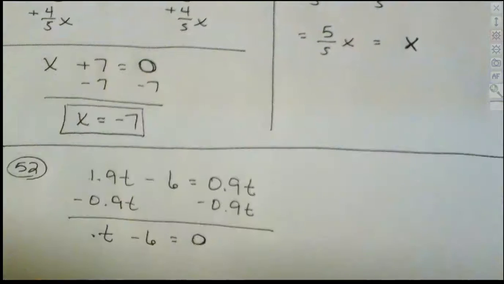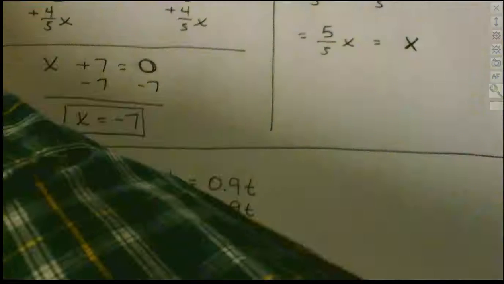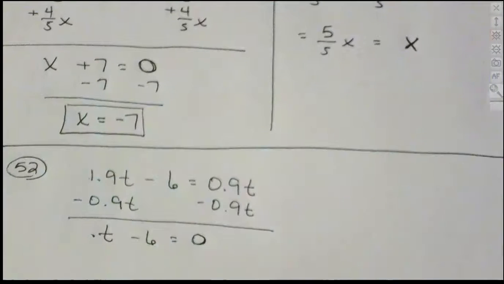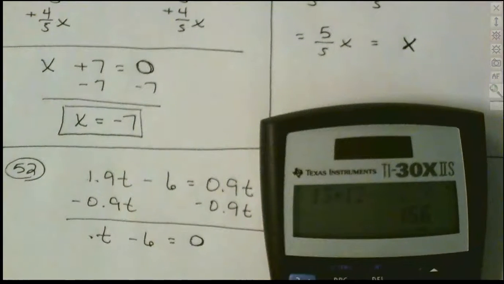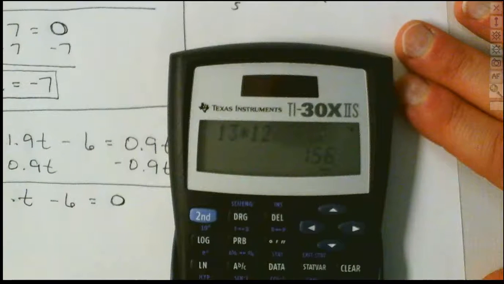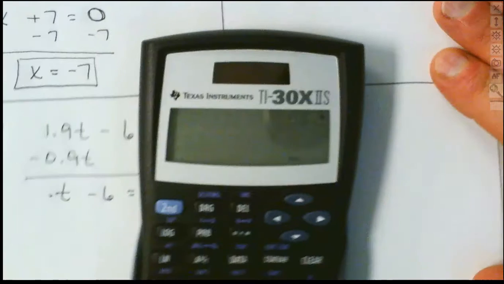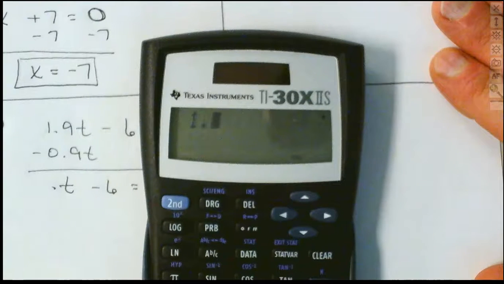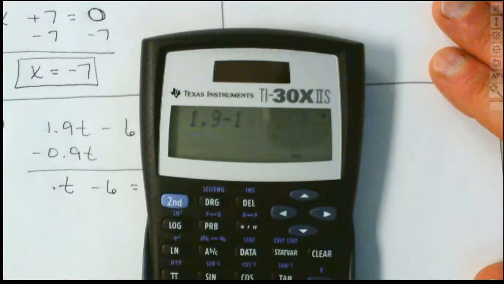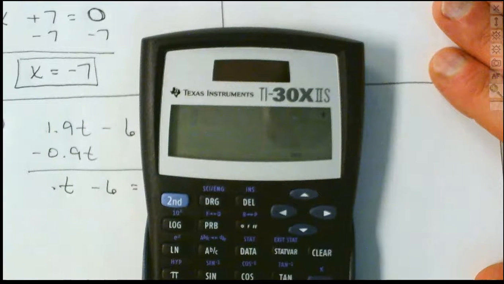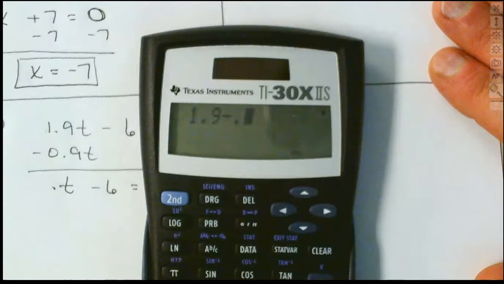And I've got mine around here somewhere. But yeah, I'll put it up on the screen so you can see what it looks like. Use a calculator. Here it is. So if you use a calculator, just use your calculator. No problem at all. If I want to use my calculator here, you've got 1.9 minus, sorry, 1.9 minus 0.9, right?